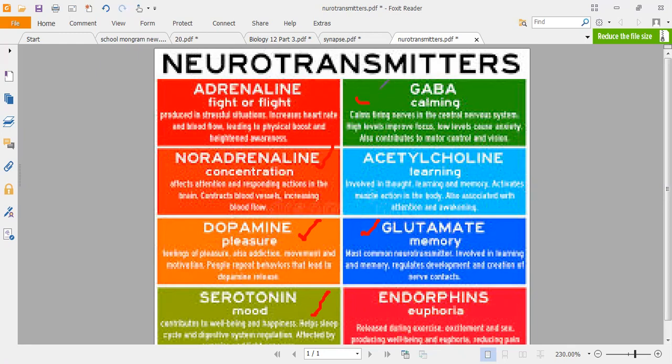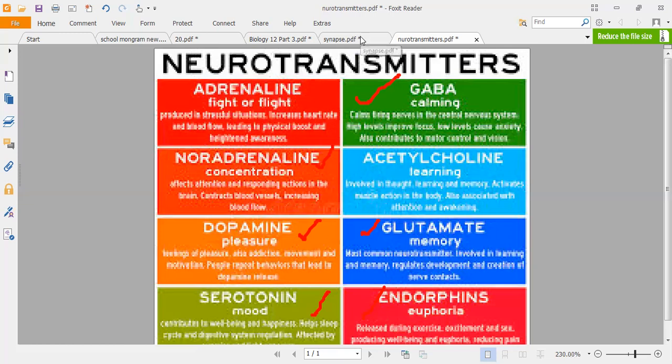If we see inhibitory ones, they are GABA, which regulates our anxiety and gives a calming effect, and endorphins, they give us euphoria, a feeling of well-being and feeling good, and they are produced when we exercise. So our brain cells produce endorphins to make us feel good.